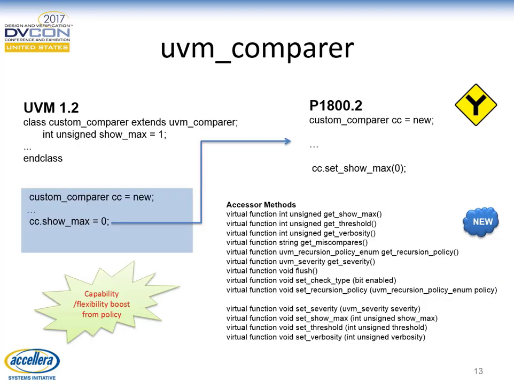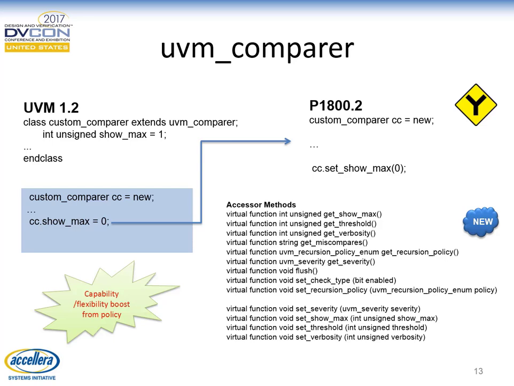There are a few additional methods here, and if you look at the UVM 1.2 version, if you had a custom comparator, you'll notice that in UVM 1.2 you would have directly assigned the variable. In this case, you've got a set show max. So you've got a set/get kind of methodology here, and as a result, each of the variables got an accessor method. And if you look at other languages, you'll find that this looks pretty natural.